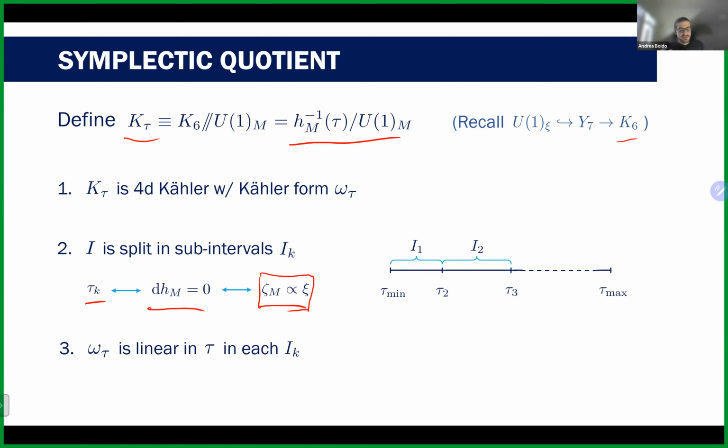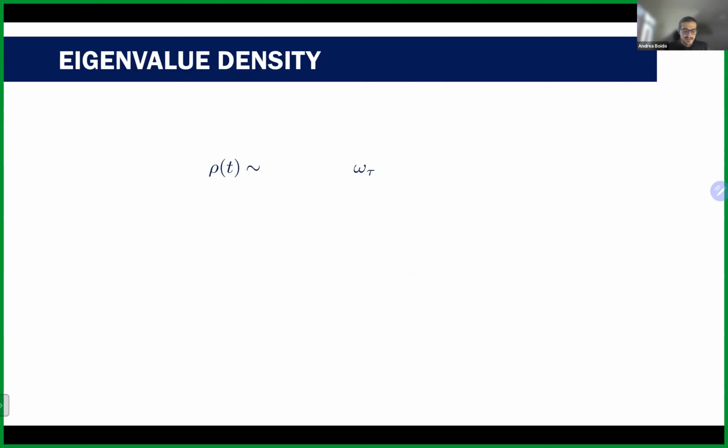Okay, in particular, omega tau, the Kähler form on the symplectic quotient, is linear in tau in each of these subintervals. But this is also very good because, again, rho is also linear in these intervals. So you can think, well, our rho of t will be sort of omega tau.